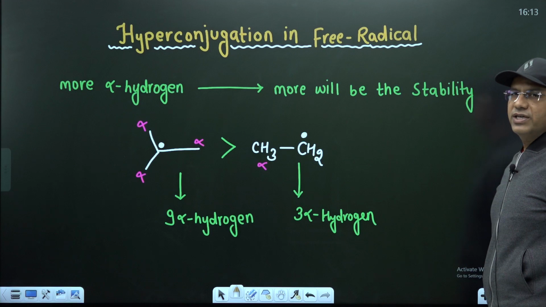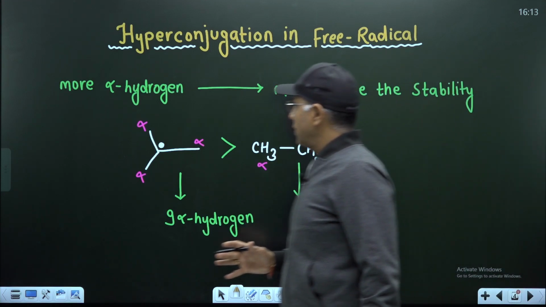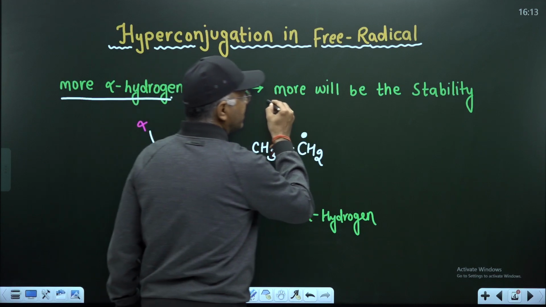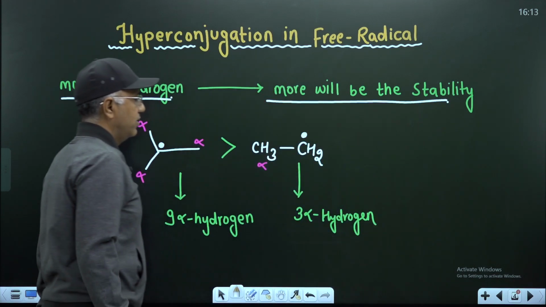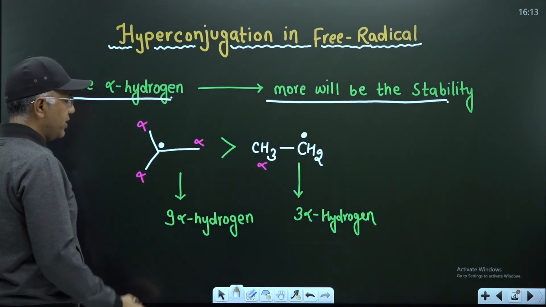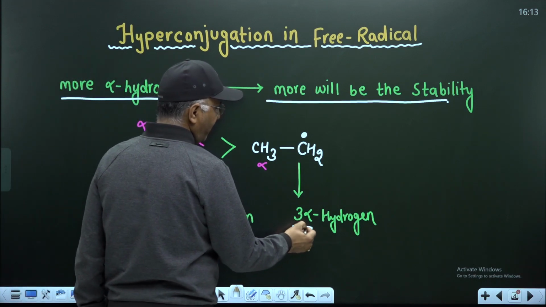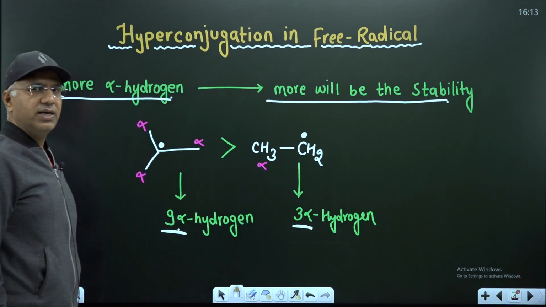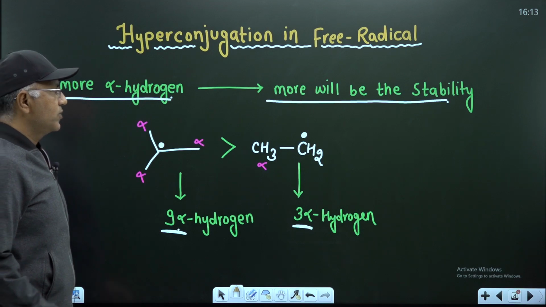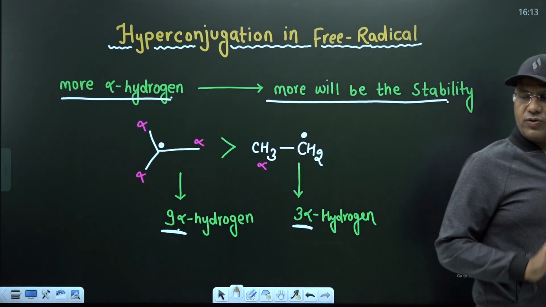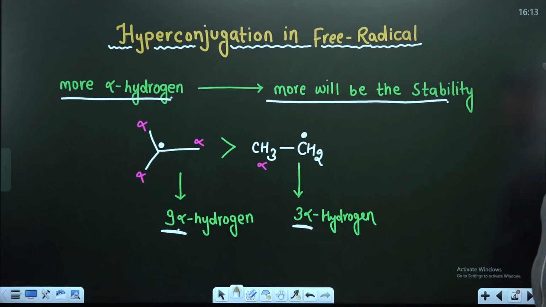Now hyperconjugation in free radical. Again in free radical, more the alpha hydrogen, more will be the stability of the free radical. The first one has 9 alpha, the second one has 3 alpha. More the alpha hydrogen, more will be the stability of the free radical. So first of all, pause the video and write the heading, hyperconjugation in free radical. More alpha hydrogen, more is the stability in free radical.